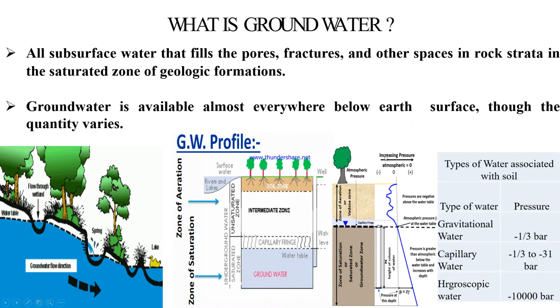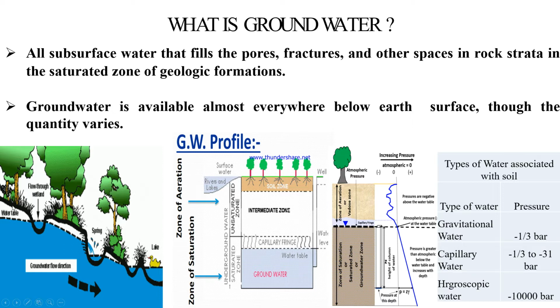Here we are talking about what is groundwater. When any type of precipitation falls on the Earth's surface, the majority of the precipitation will go as surface runoff, but some quantity of the precipitation will infiltrate and then percolate into the subsurface. Infiltration happens at the surface, percolation in the subsurface, and deep percolation in the deep subsurface.